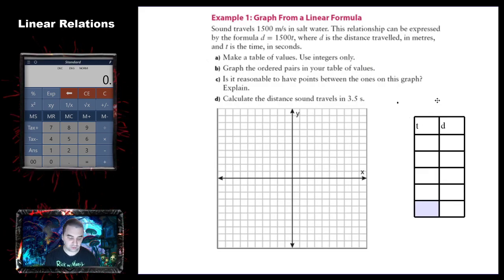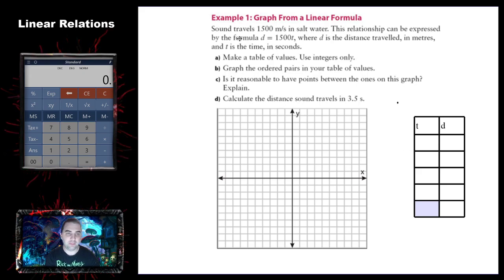Okay, so we're going to start off immediately with a quick example here. I'm going to go through and talk about this entire graph and what makes sense on it. We're going to graph using a table of values. We're going to create ordered pairs, and we're going to talk about what's reasonable and what's not.